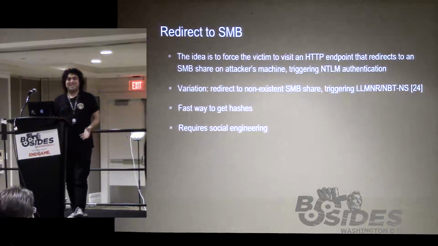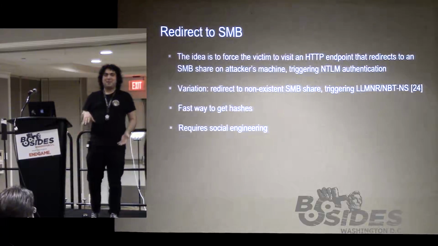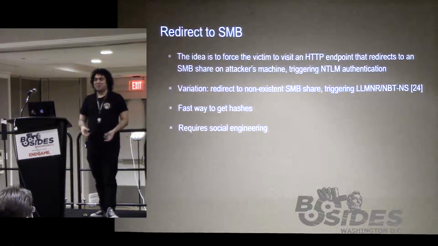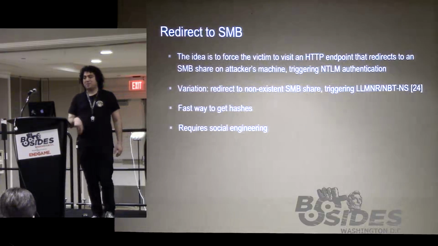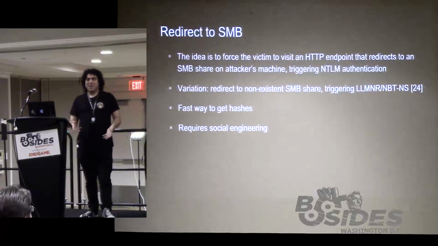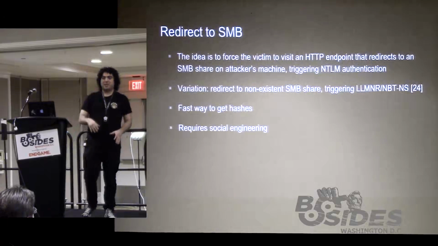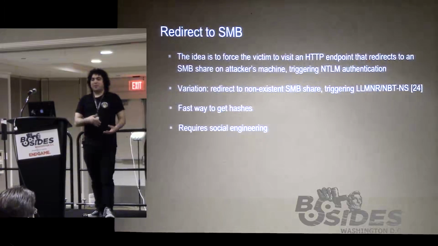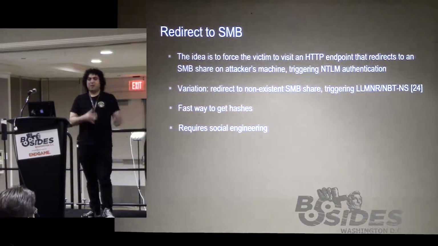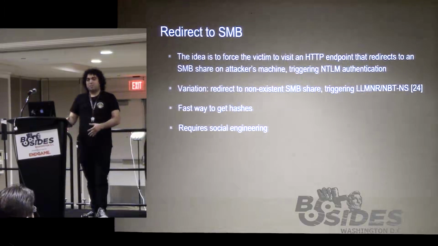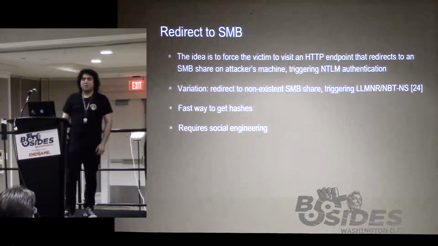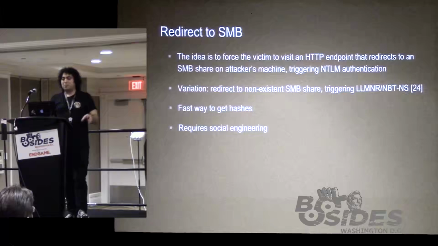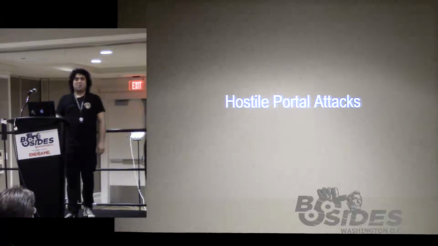So redirect to SMB, essentially the idea is that you force a victim to visit an HTTP endpoint. And this HTTP endpoint corresponds to an HTTP server that you control. And this HTTP server does one thing and one thing only, and that's redirect all HTTP requests to an SMB share, because you can do that. So what will happen is the victim will click this link, their browser will go to your rogue HTTP server, your rogue HTTP server will redirect that browser to an SMB share on a server that you control. The browser will then be forced to authenticate with your rogue SMB server, and you get hashes that way. So this is pretty cool. It also requires social engineering, because you have to force or coerce a user some way to click this link.